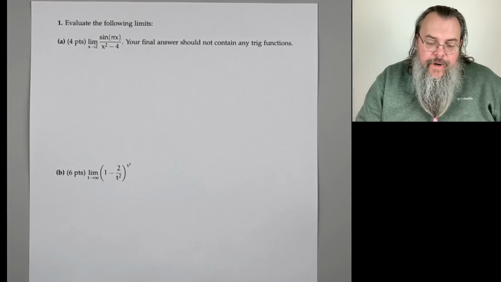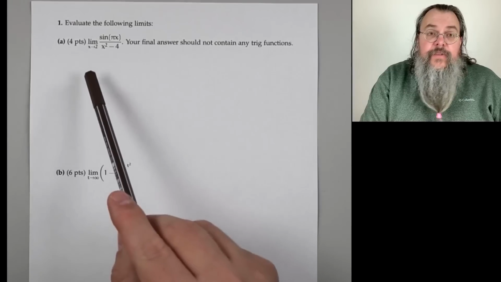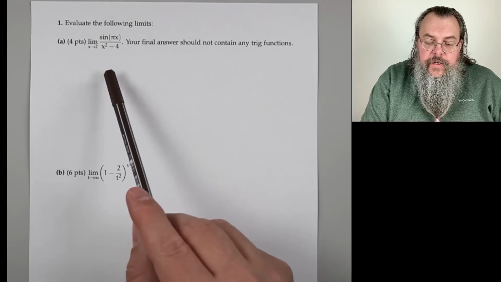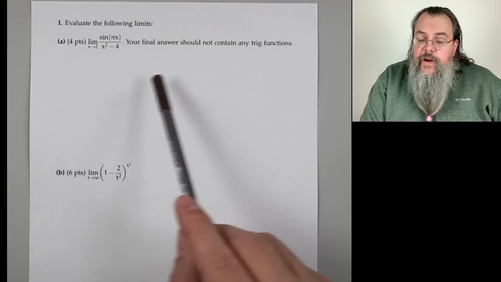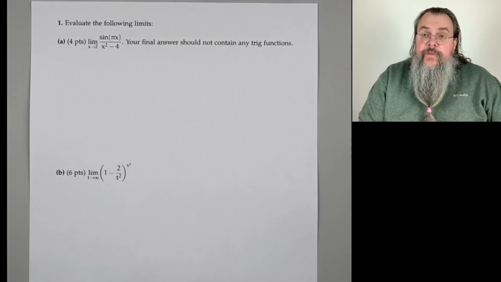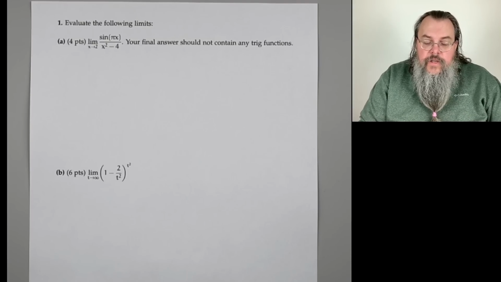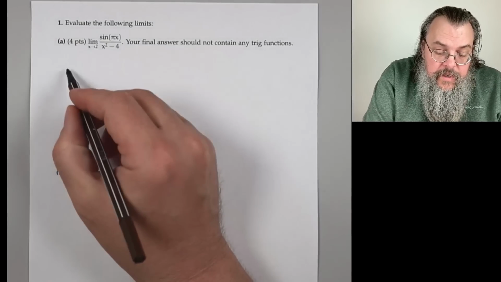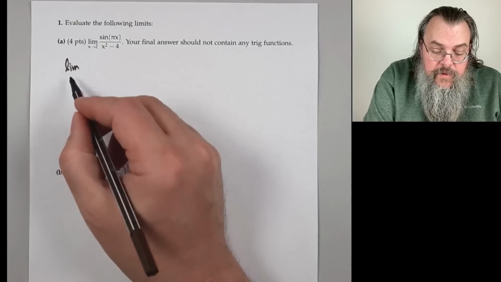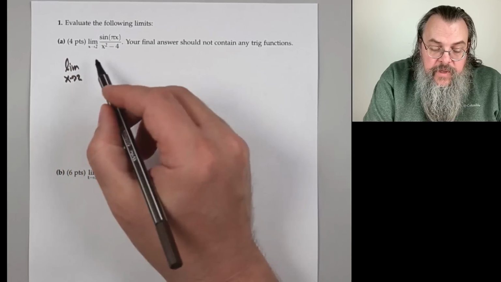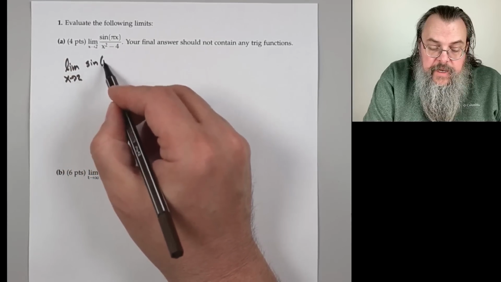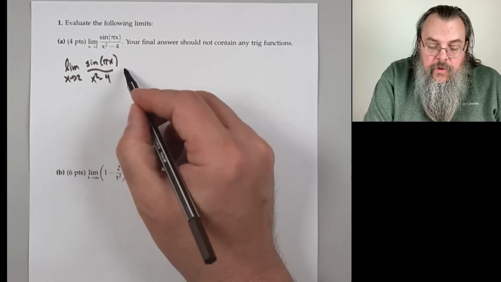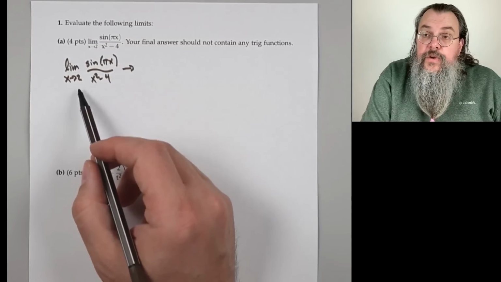So, two-parter. Part A, find the limit as x goes to 2 of sine of pi x over x squared minus 4. And your final answer should not contain any trig functions. All right, well, let's see what happens, right? Whenever we're doing a limit, the first thing is we say, well, what happens if we plug in our point? So let's see, sine of pi x over x squared minus 4. Well, plug in 2.